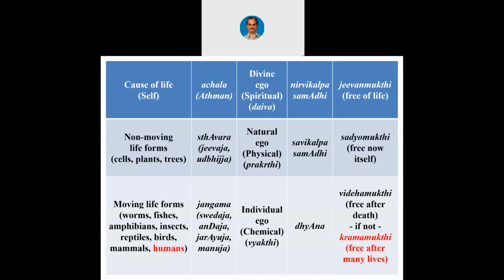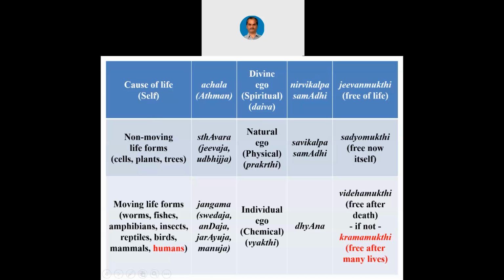Now you may ask, does God have desire? Yeah, out of God's desire only he became life, right? Out of his own desire he became Udbijja, Svedaja, Andaja, Jarayaja, right? So there was a desire with the God. So this ego has multiple dimensions now. Here I am calling the self as divine ego. Later on, let me come down before discussing the other things.